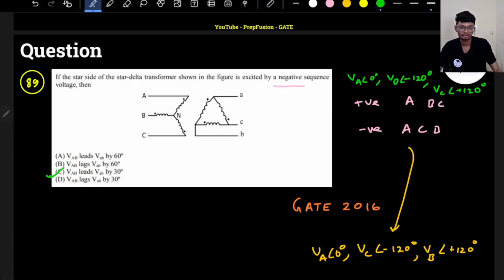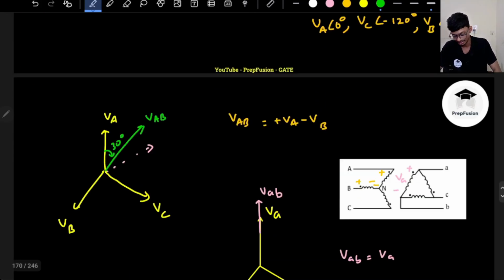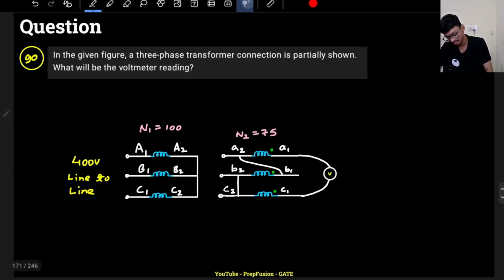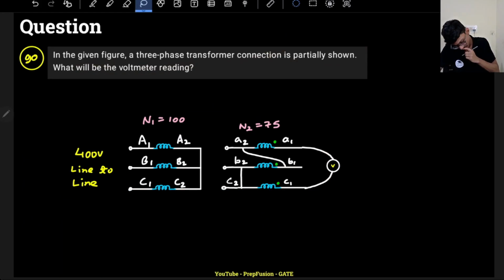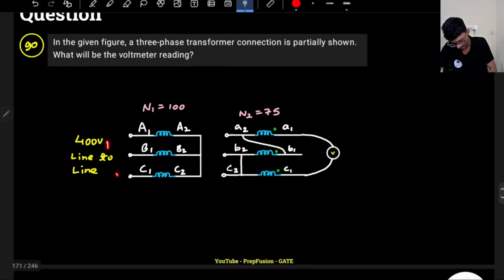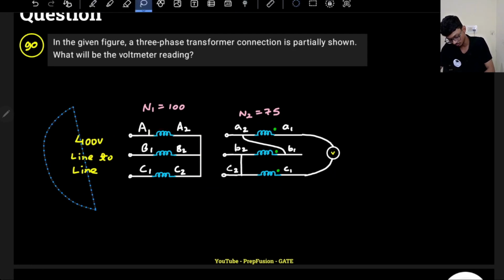Okay, so let's now try to solve the next question. In the given figure, a three-phase transformer connection is partially shown. What will be the voltage reading? That is what they are asking. So it is 400 volt line to line here, and it is a star connection only. If it is 400 volt line to line, then the phase voltage here will be 400 by root 3.